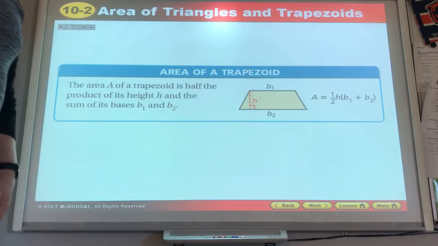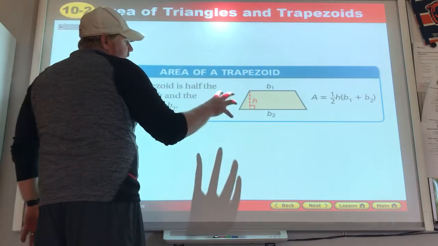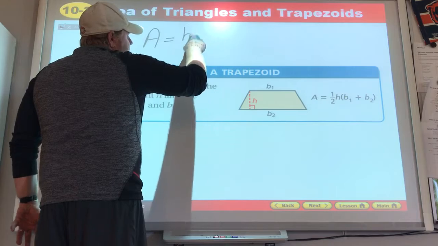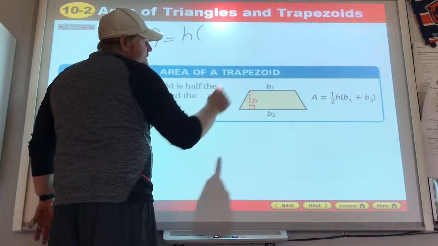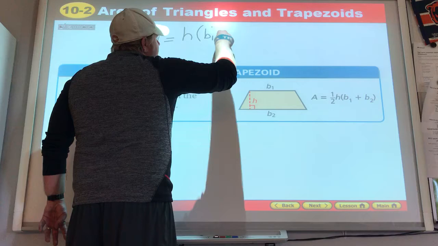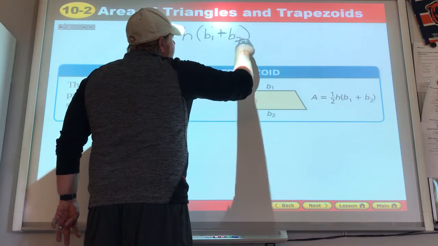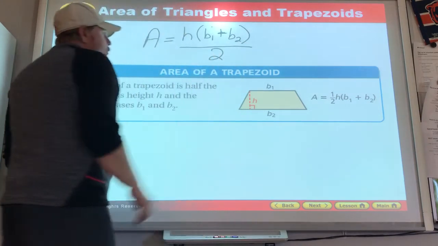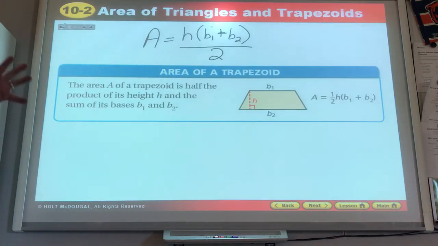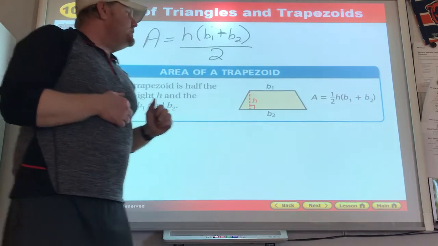Area of a trapezoid. That looks complicated. Picture of this page would be helpful. Area is height times the top parallel part, base 1, they'll call it, plus base 2, they'll call it. And we're going to take all that and we're going to divide it by 2. Okay? There's the equation. Height times base 1 plus base 2 divided by 2.